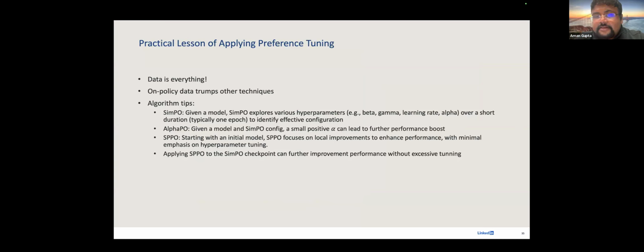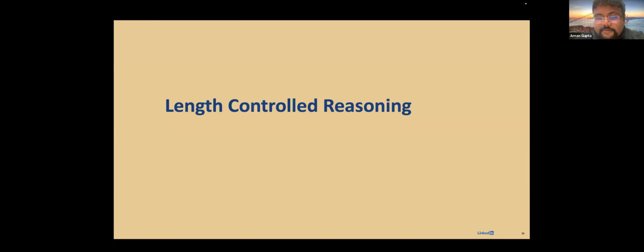But once you tune them, they work really well. And if SimPO doesn't give you the best result, then AlphaPO can take the SimPO configuration that you have, and with a small positive alpha can boost things a lot better. There are other methods like SPPO, which is self-play preference optimization, where you can apply SPPO and SimPO in conjunction to improve your model even further. So once you have the right data set up, then you can play with algorithms in order to get you the best final performance. So this was about preference tuning, where we're trying to make smaller models be more faithful to instructions and kind of punch above their weight. More recently, reasoning has become very popular, and Gregory is going to talk about how to do efficient reasoning.